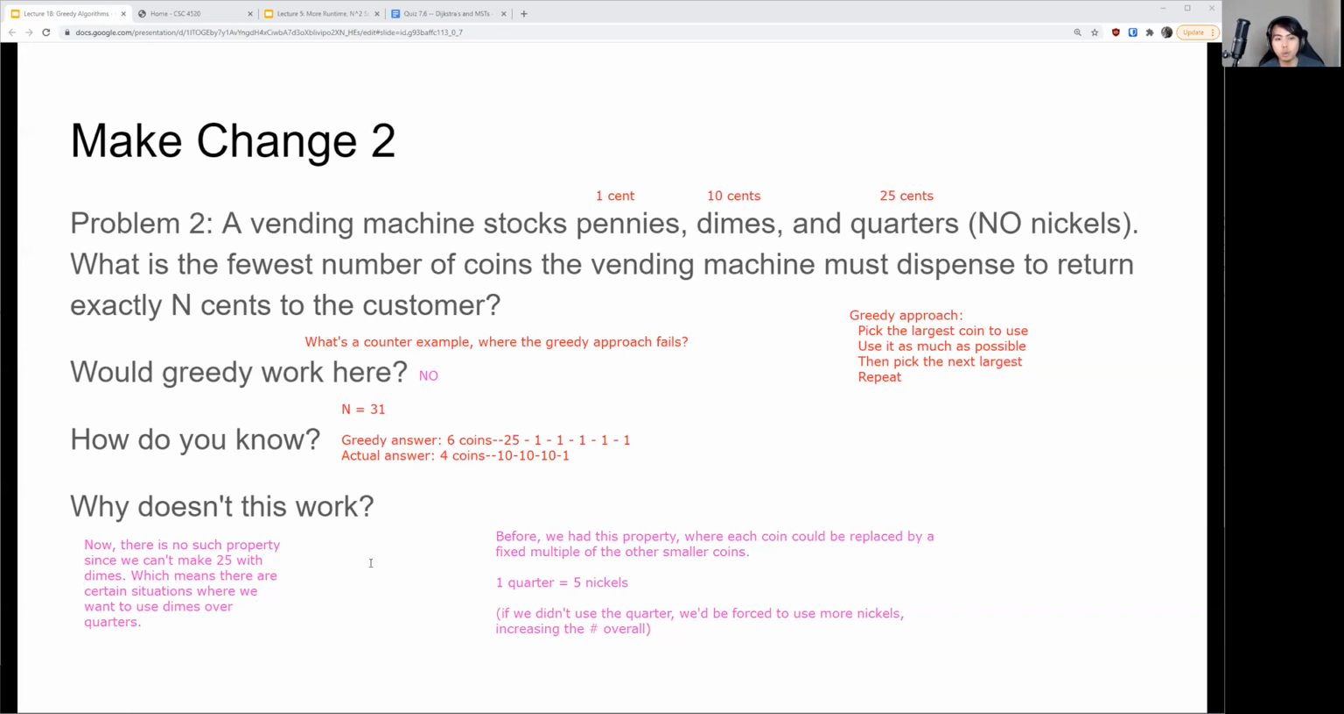Right? Which means that we don't follow the rule of picking the largest coin to use. Give me a smiley face in chat if you feel good, if this clicks for you. I didn't give you a formal proof. I just gave you an intuitive sketch, right?